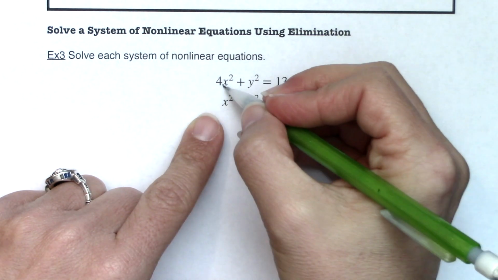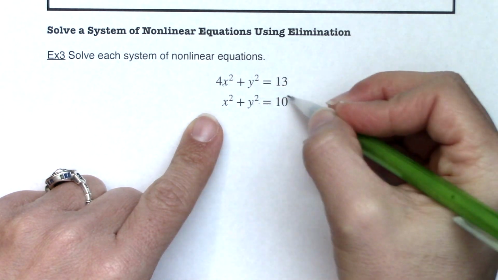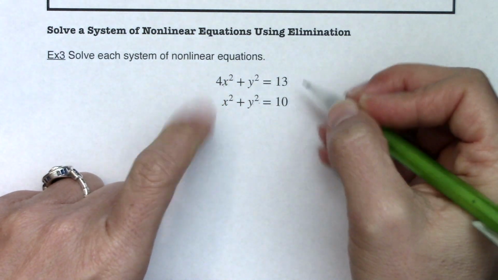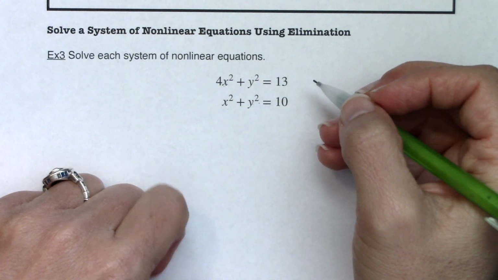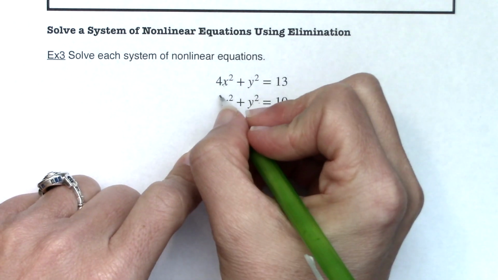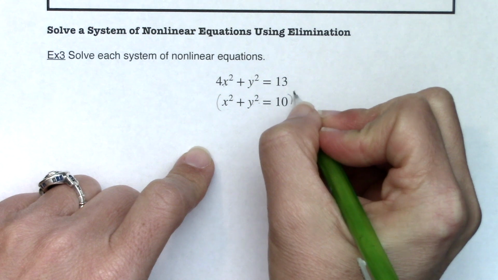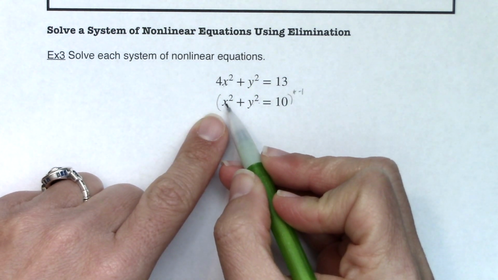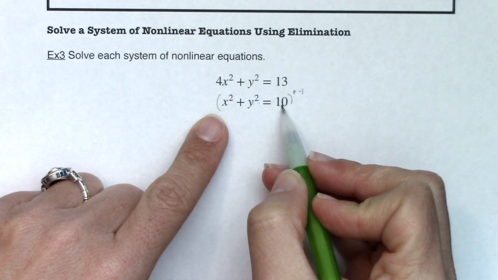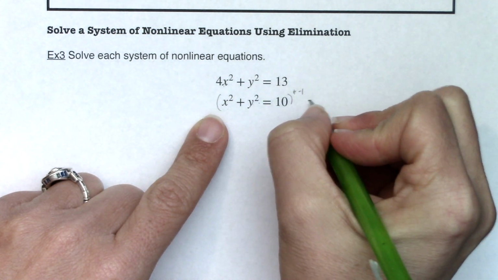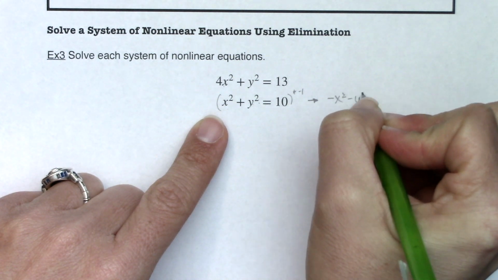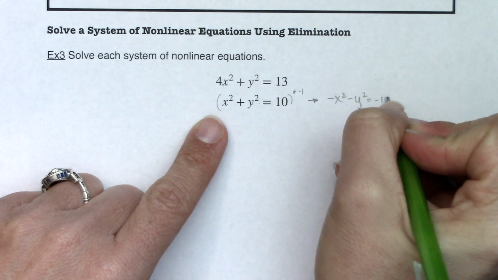Alternatively, if I wanted to eliminate the x variable, I could have also multiplied this bottom equation by -4 and added them together, and that would have eliminated the x squared variable. So that's also a very viable option. But I want to pick the smallest numbers I can, so I'm going to multiply everything by -1. The x squared, the y squared, and the 10. And if I do that, that would change this second equation into -x squared minus y squared equaling -10.